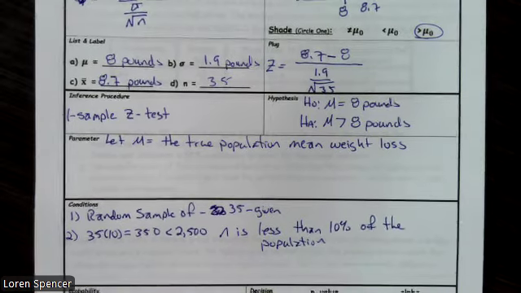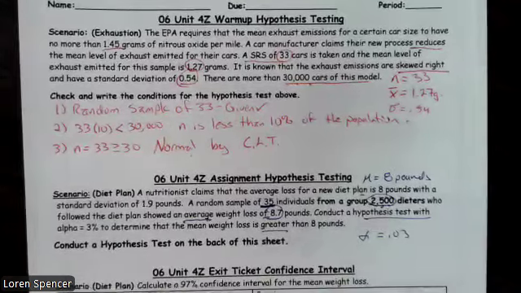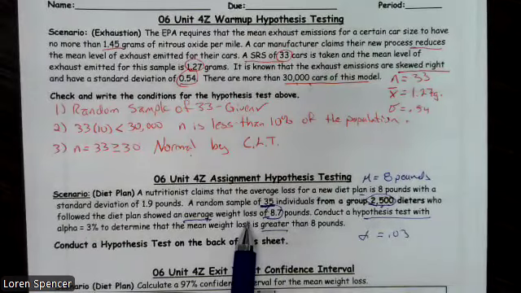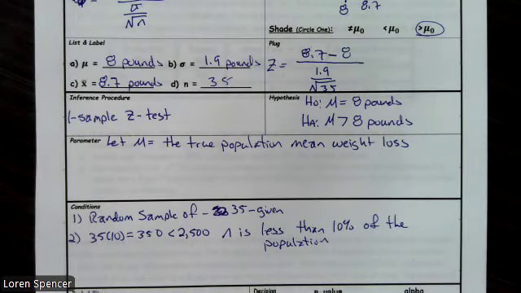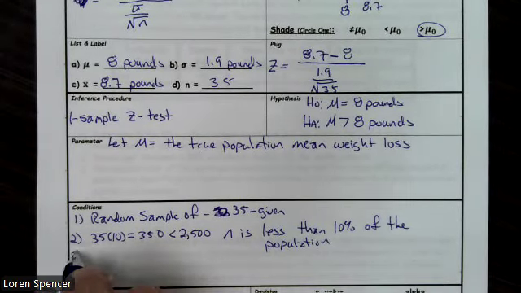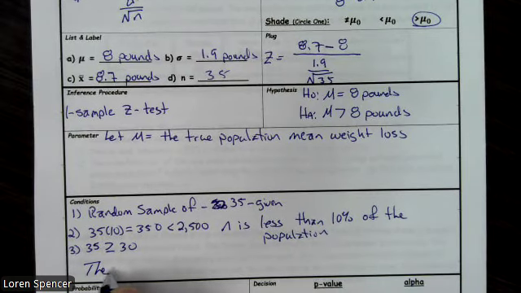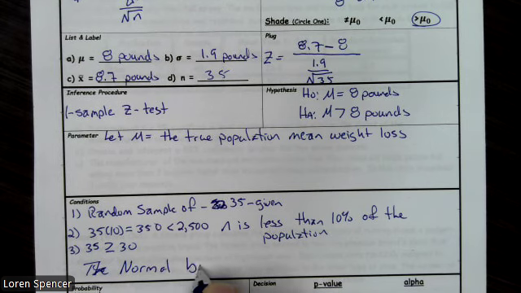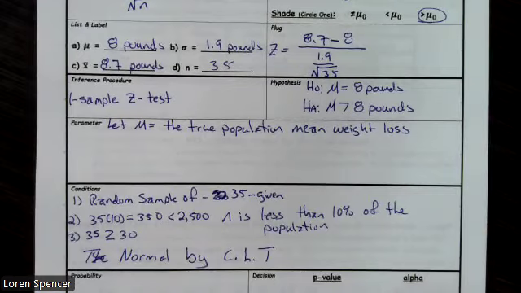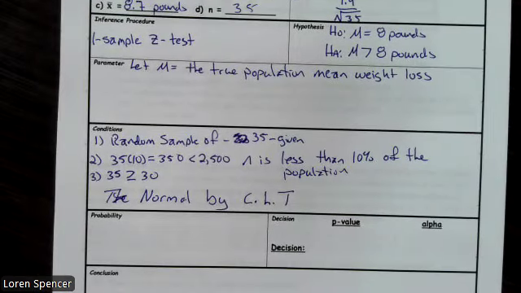Finally, we have to check normality. First, we need to see, did they tell us it was normal? And when we read this, they didn't talk about the shape at all. So we don't know if it's normal or not, but it doesn't matter because our sample size happens to be 35. And 35 is greater than or equal to 30. So we can say normal by central limit theorem. All right, instead of saying central limit theorem, we're going to abbreviate by CLT, normal by CLT.